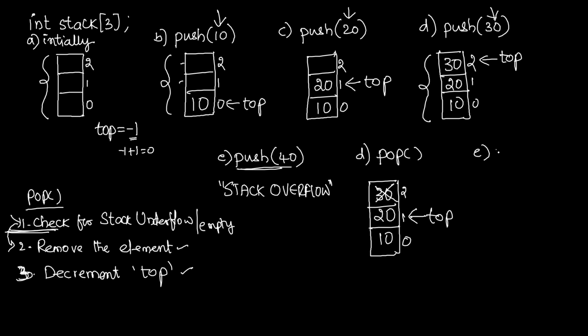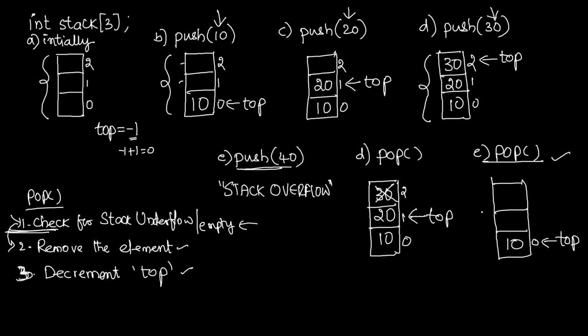Perform one more pop operation. The first step is to check for stack empty. Yes, the stack is not empty. So delete the next element, that is, delete the topmost element. 20 will be deleted, and you are left with only 10, whose index is 0, and decrement the top. The top value is 1. Decrement 1 from it, so it becomes 0. Now this is the current situation of the stack.